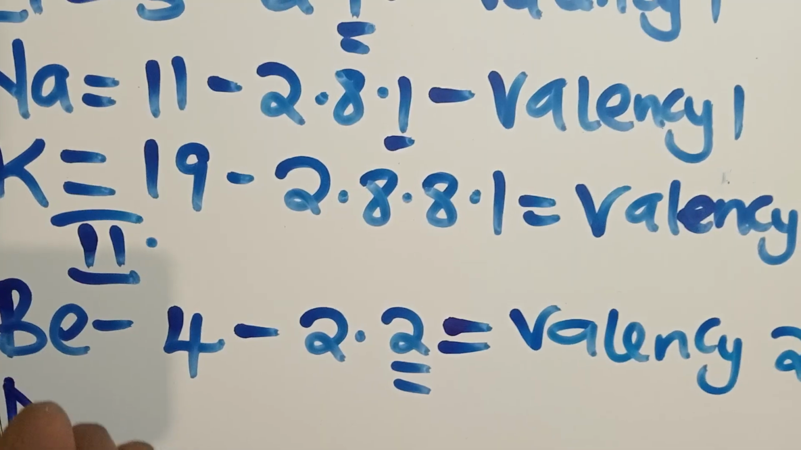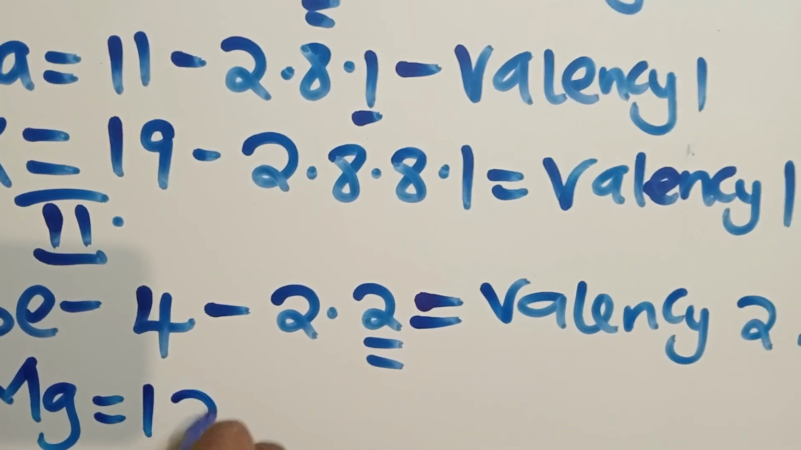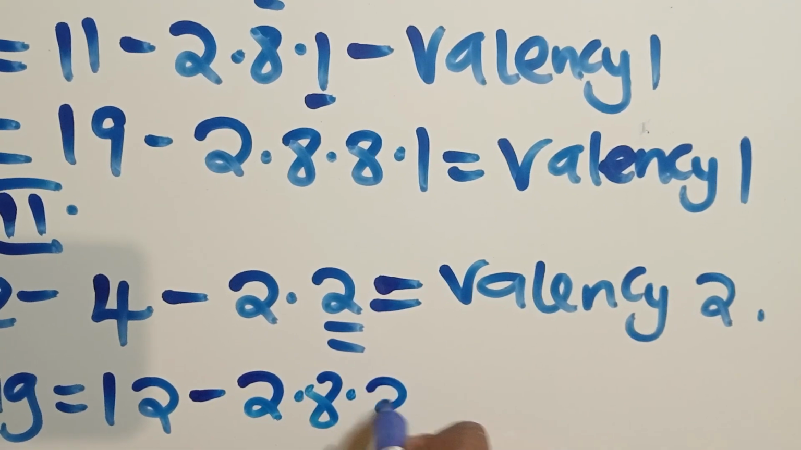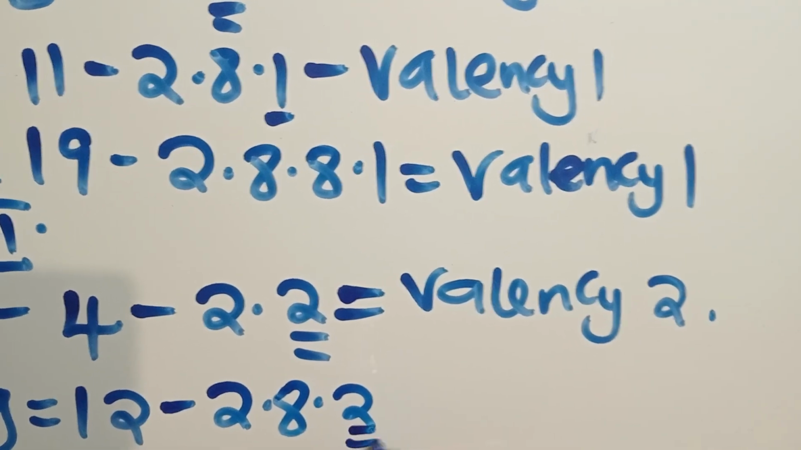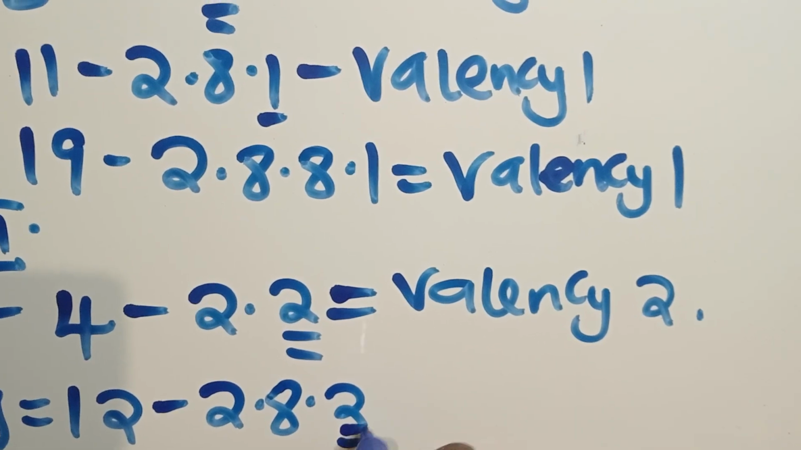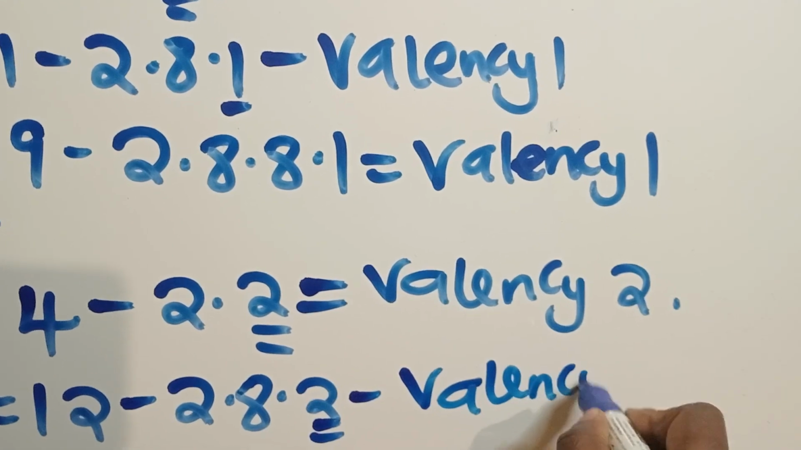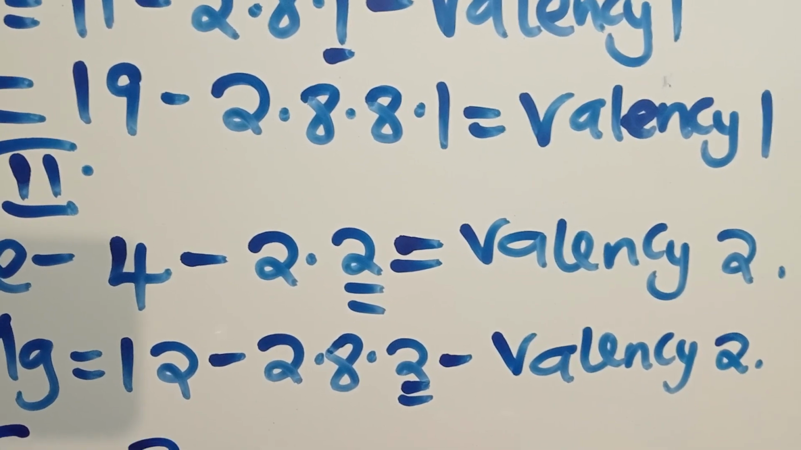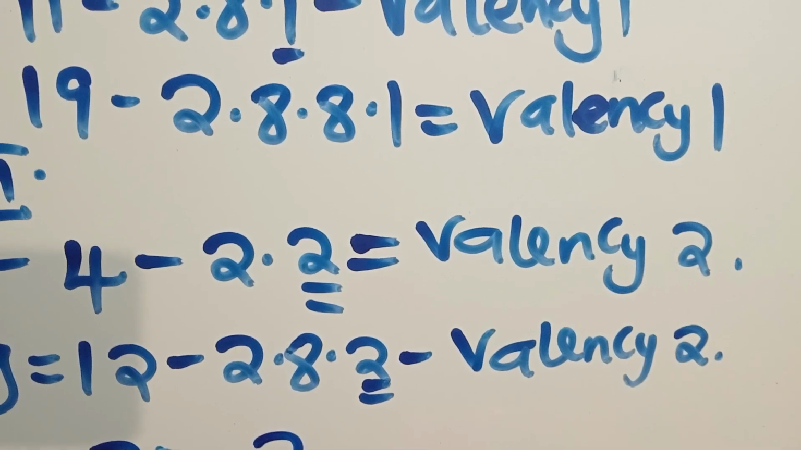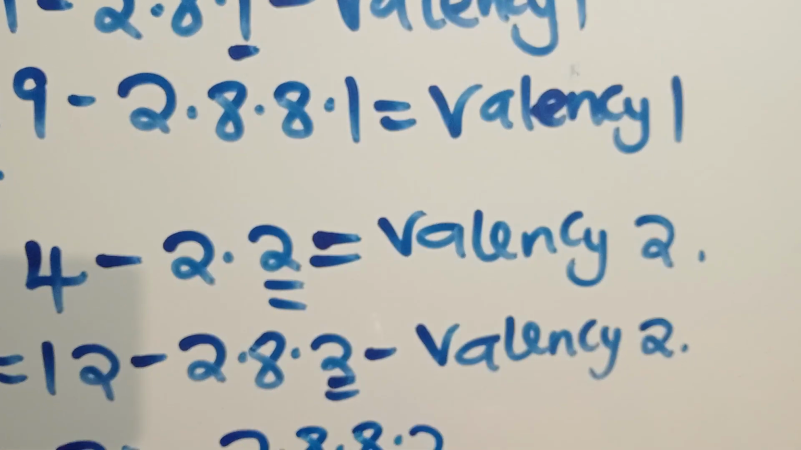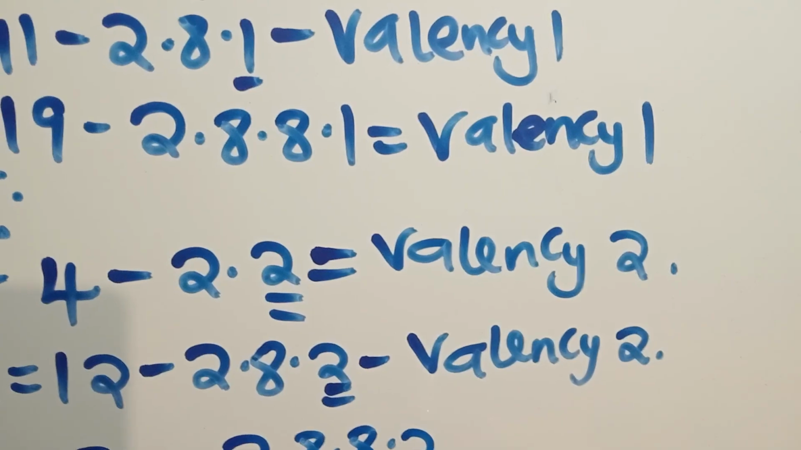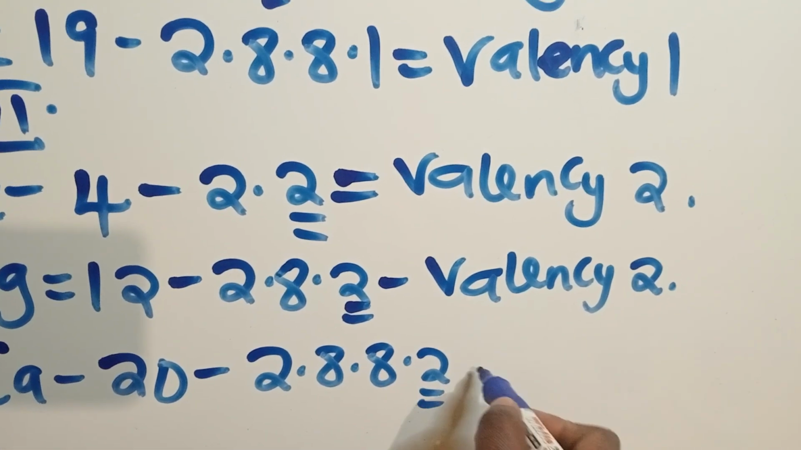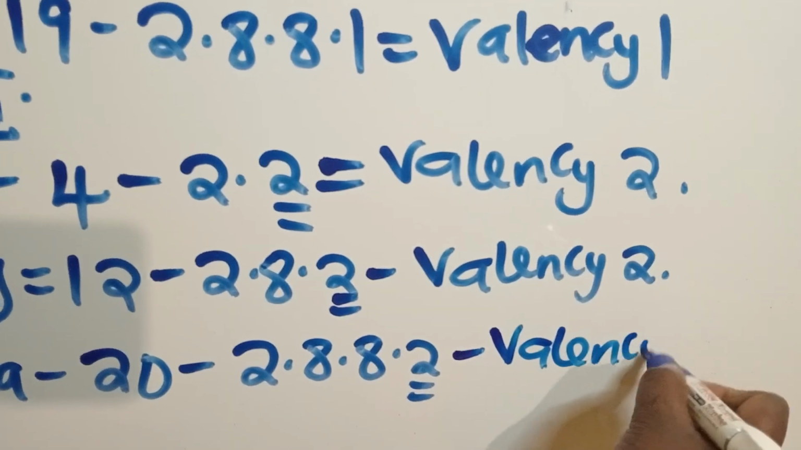Then next we have magnesium, atomic number 12, and 2.8.2 is the electronic arrangement, so it will be losing 2 electrons in the outermost energy level, so again valency 2. Next is calcium, atomic number 20 with 2.8.8.2, so again the outermost energy level has 2. These are the electrons that it should be losing, so valency 2.